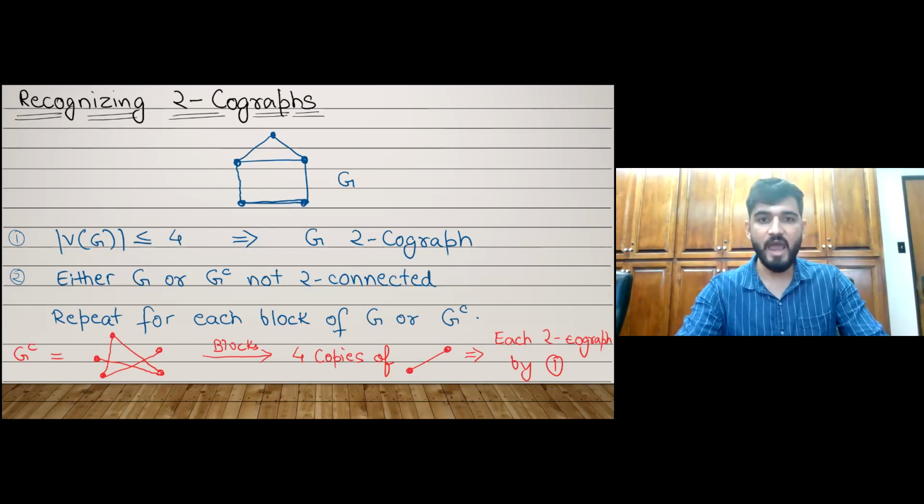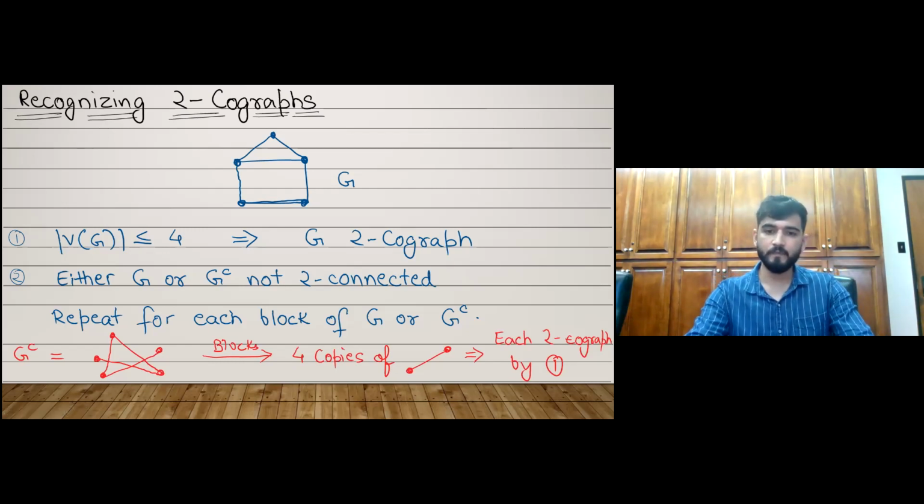So in our case, we had this G. G has 5 vertices, so we go to the second step. G is two-connected, so we look at its complement. Its complement is just a path, and that is not two-connected. So we find the block decomposition of that, which is nothing but 4 copies of K2. And K2, we already established, is a two-cograph. So that means this graph is a two-cograph.